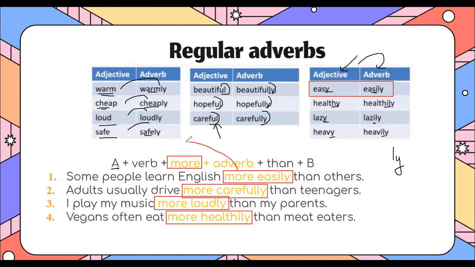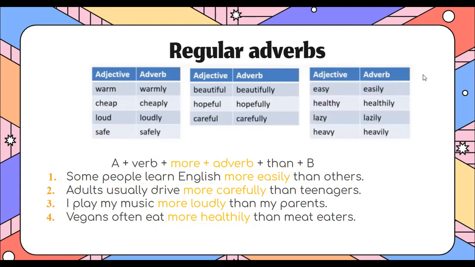More, they learn more easily, they drive more carefully, they play music more loudly, and they eat more healthily. So it's a comparison of the verb. And then also we have the particle than, right? Because we are using the comparative adverbs. The majority of adverbs are regular, but also we have some exceptions, which we're gonna see now.